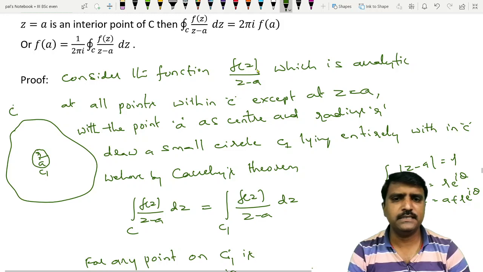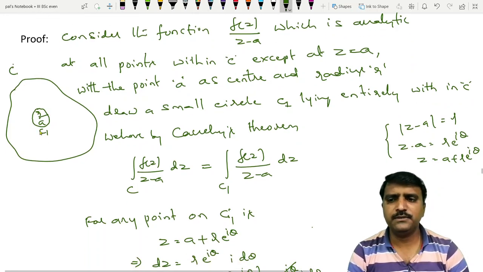So for that we consider a function f(z)/(z−a). If you consider this function, it is analytic at all points except z equal to a. So by using z equal to a as the center, you draw a circle with radius r. You take that circle as C1. In this region, the region between C1 and C2, f(z)/(z−a) is analytic.